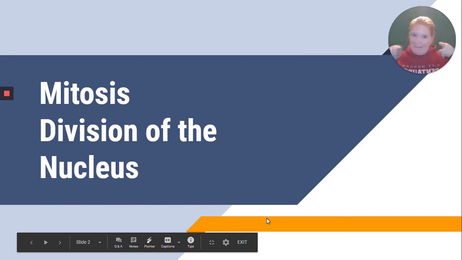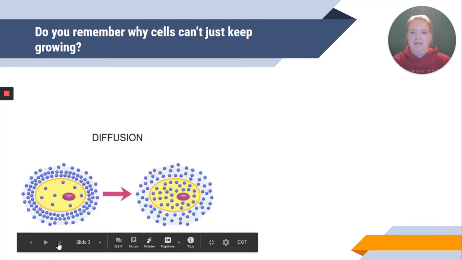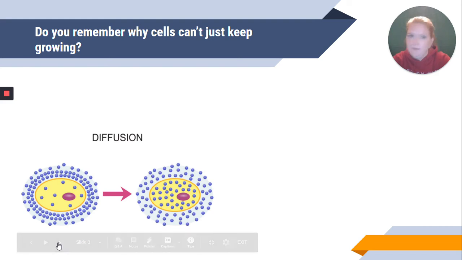Science topic alert: mitosis, division of the nucleus. So here we go. Here's the topic for today. We talked about this before, but do you remember why cells can't just keep growing and growing and growing forever? Part of it has to do with the picture you see on the screen. It has to do with diffusion.